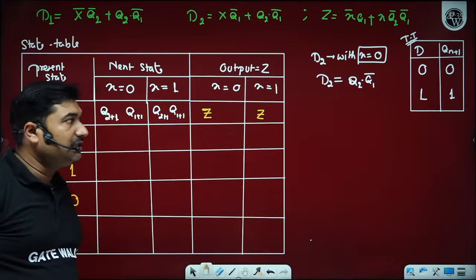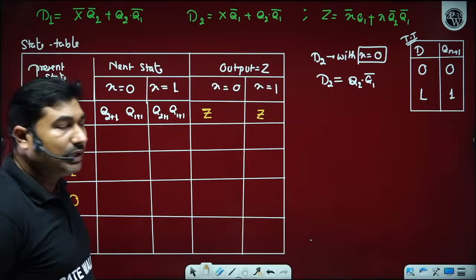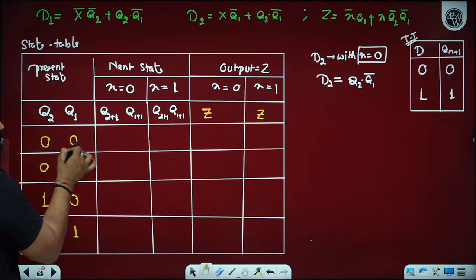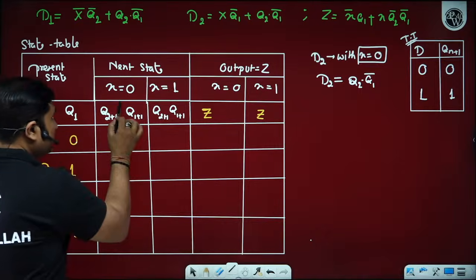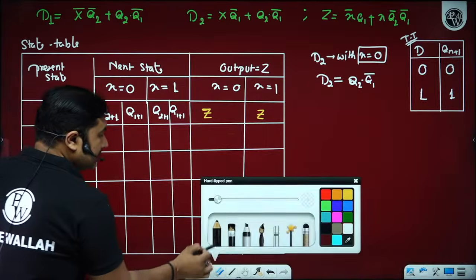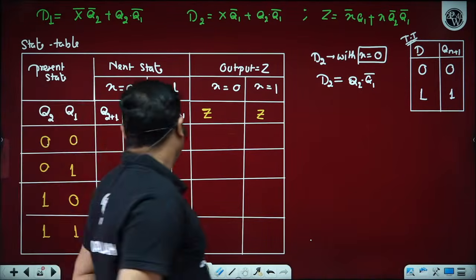So now we know about the D2. D2 is Q2 Q1 complement. So if Q2 Q1 complement is logic level 1 with x equal to 0, you will get the next state Q2 plus 1. Is it okay? Yes, sir.